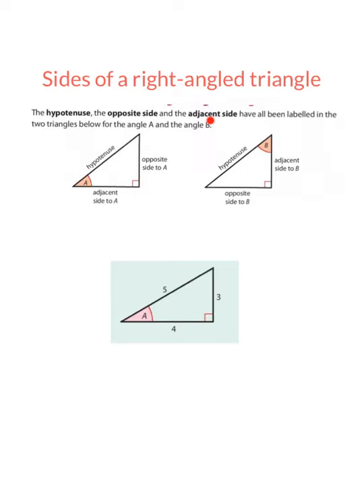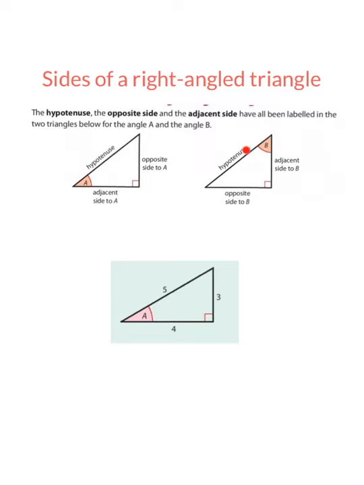Now you label the sides in relation to the angle that you're talking about. So in this triangle here, they're talking about the angle A. Now the opposite side is the side that is opposite the angle that you're talking about. So it's A here, so then the opposite side would be here. Adjacent means next to, so then the adjacent would be the side of the triangle that is next to or adjacent to the angle.